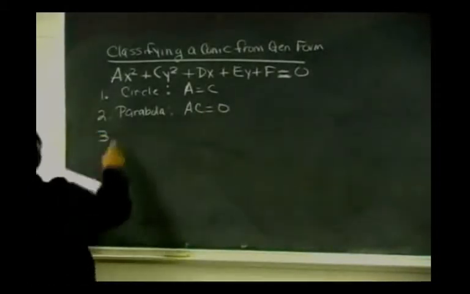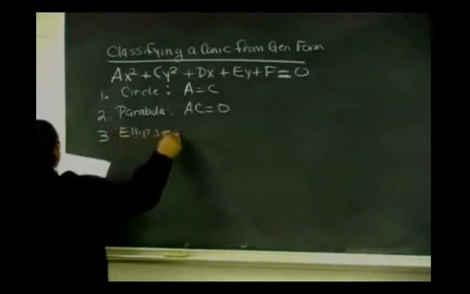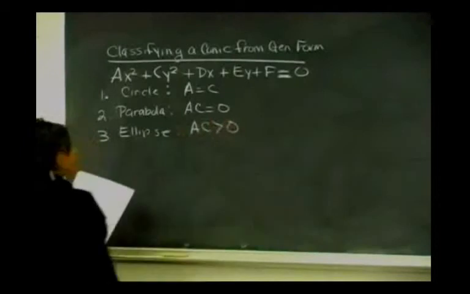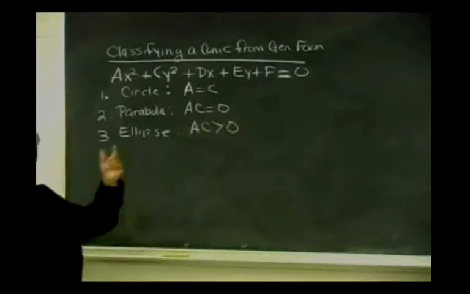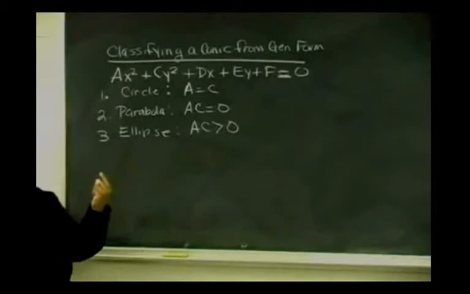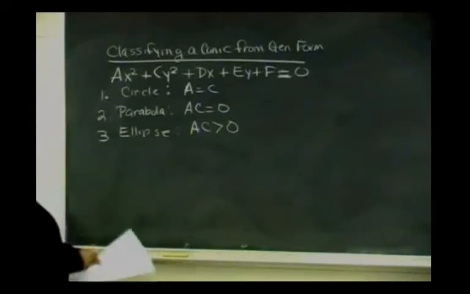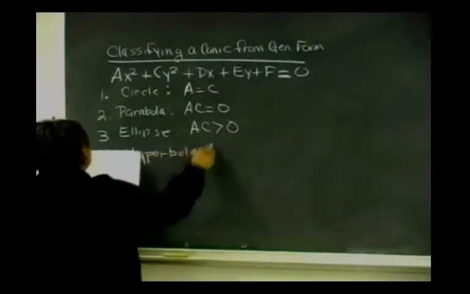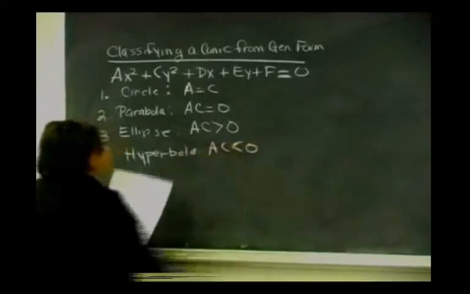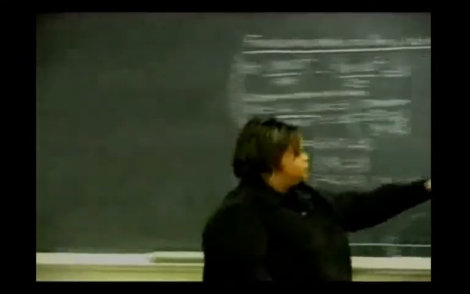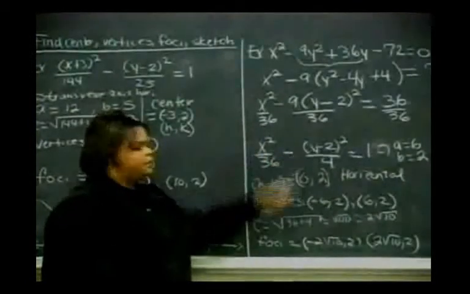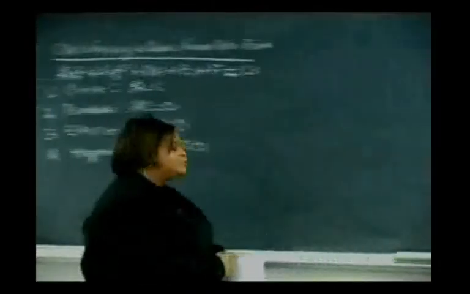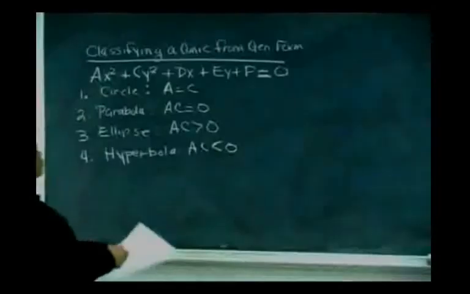Number 3, we have an ellipse if the product a times c is greater than 0. Because what? We have that plus with the ellipse, right? The plus is x minus h squared over a plus y minus k. So those coefficients in front of that x both have to be positive. And number 4, we have a hyperbola if A times C is negative. And this is the case because what? This negative here. Something positive, something negative gives me something negative. So I can classify from its general form.